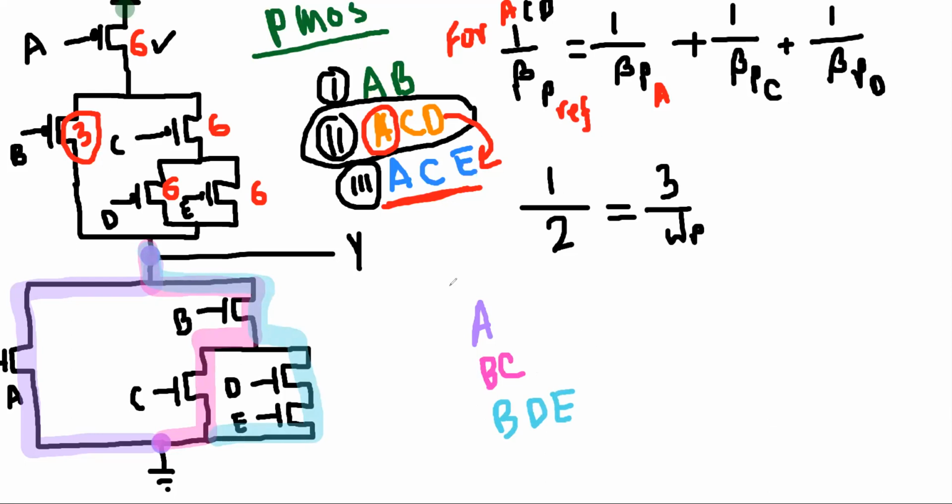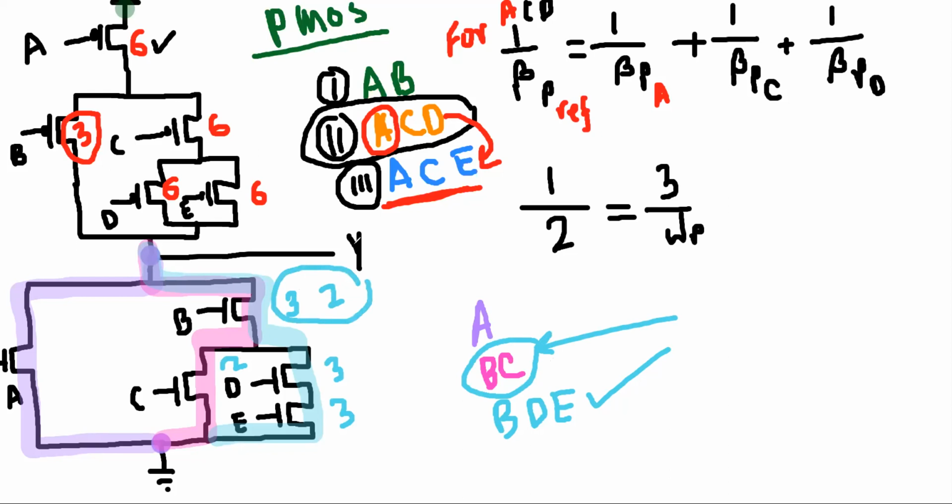Now here, which one is the biggest path? BDE. So we will do the sizing for BDE first. The sizing will be 3, 3, 3. B will be 3, D will be 3, E will be 3. Then BC. For BC, using the shortcut method, it was supposed to be 2 and 2, right? But see, 3 and 2 are different. It cannot happen. So you have a problem there.